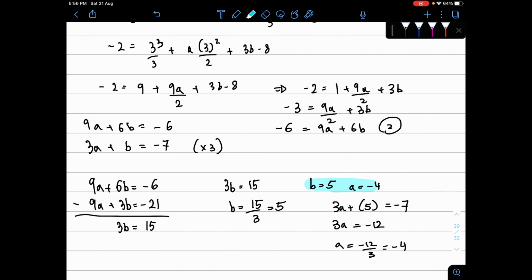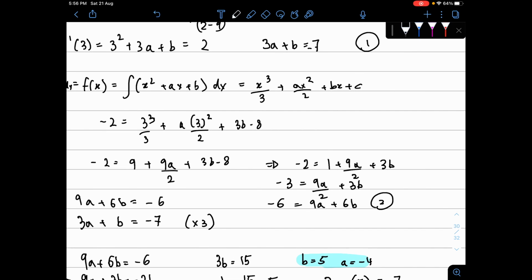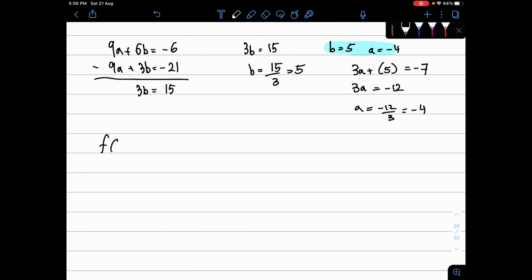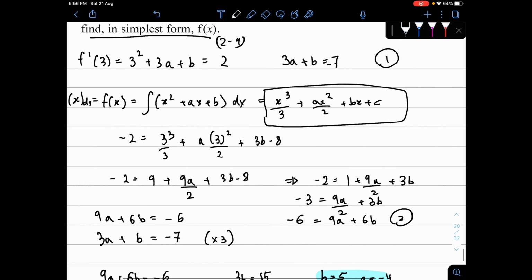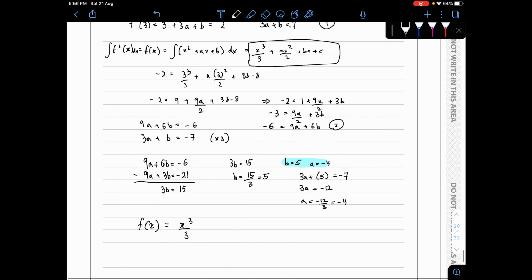Now because we want to find the simplest form, we can just substitute a, b and c back into the equation we had initially for f of x. So our final answer: f of x equals x cubed over 3, which stays as it is, then a x squared, a is minus 4, minus 4 over 2 is minus 2x squared, b is 5 so plus 5x, and c is minus 8. So this is our final answer.